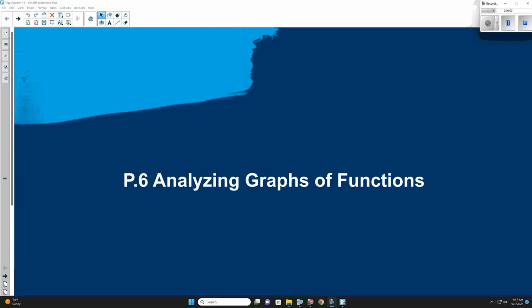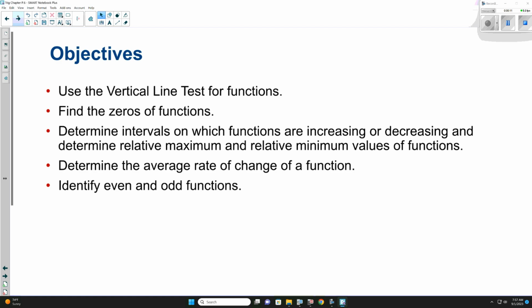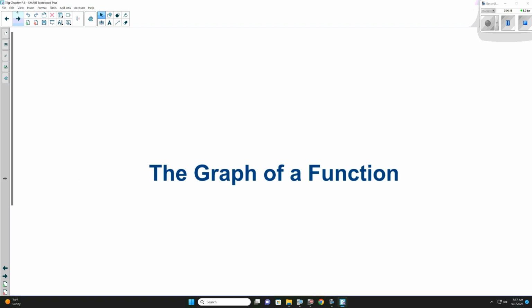All right, guys. So we finished up to 5. We're going to look at 6. Now, this is not going to take too much time. Analyzing graphs of functions: vertical line test, find the zeros, determine intervals.